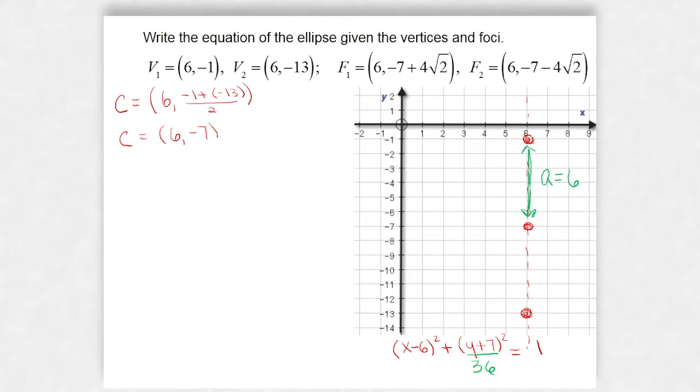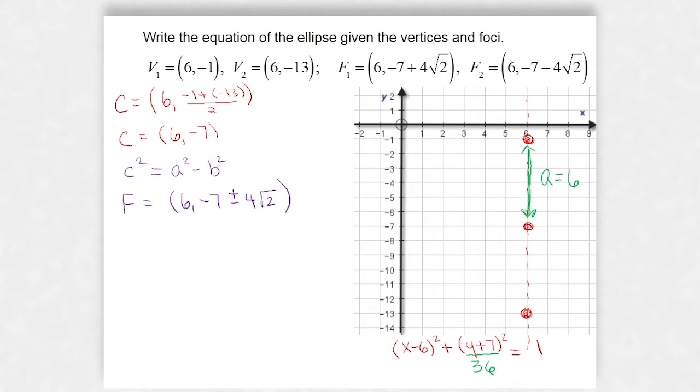To find b squared, I know I have a relationship that comes from, of all things, the foci, which says that c squared is equal to a squared minus b squared. Now c is just this variable that helps us locate the foci. The foci are located at -7 plus 4 square root of 2 and -7 minus 4 square root of 2. So I'm just going to write that out. My foci are given by (6, -7 plus or minus 4 square root of 2).